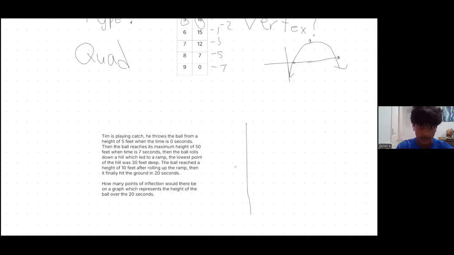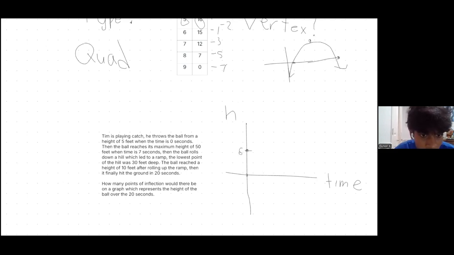Now, our y-axis is our height, not our time, sorry. So we'll label it as h, and our x-axis is our time. So just t for time, or just write out time. So let's get the points we have. At 0 seconds, it's 5 feet. So 5 when it's 0 seconds.